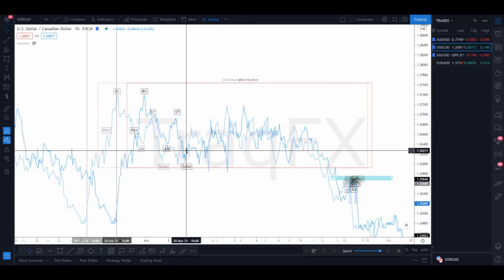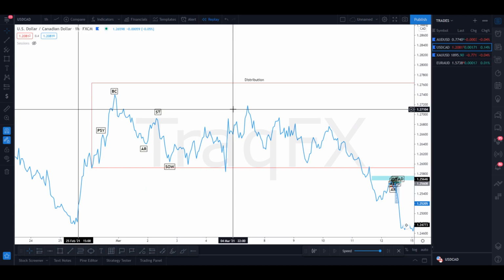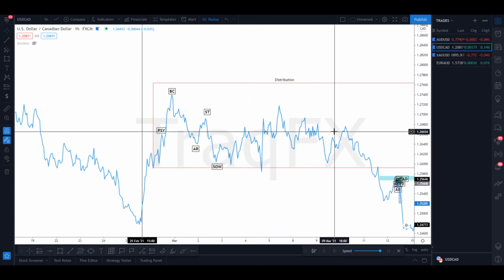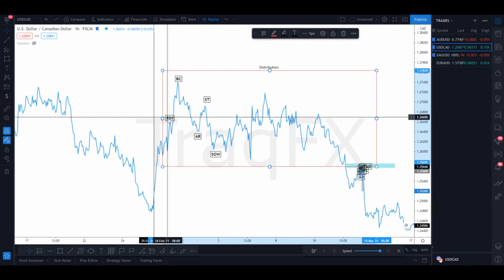But in this case, we don't see that UT. You might say, okay, this is my upper thrust after distribution. But in this case, it isn't because it didn't break above the buyer's climax. So this is considered improper Wyckoff. It's still Wyckoff, but it's improper.